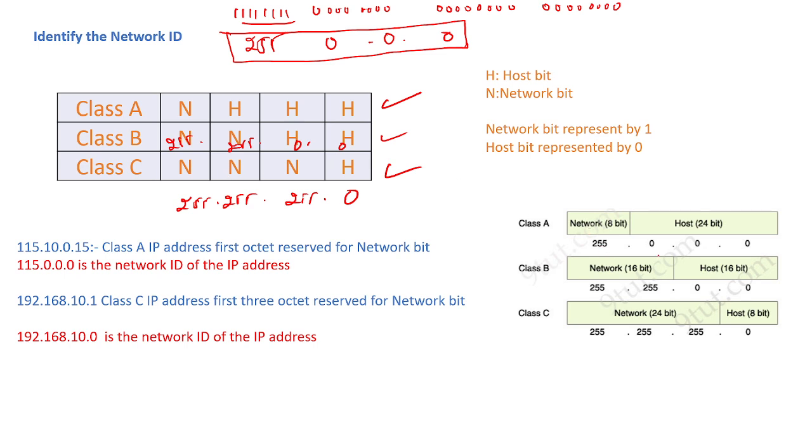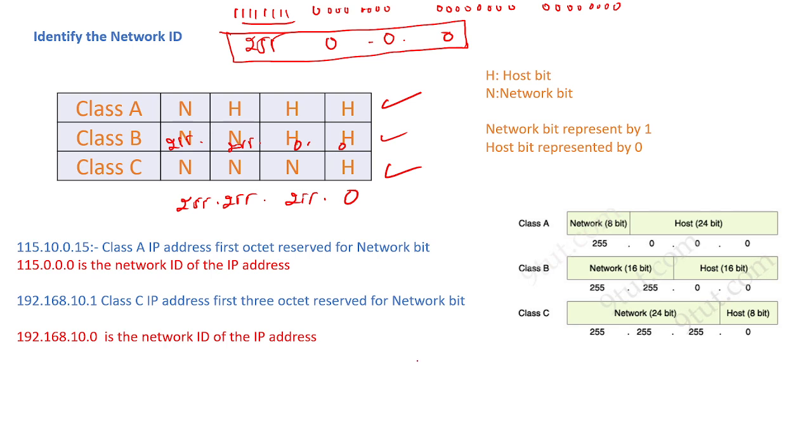Class A is 255.0.0.0, class B 255.255.0.0, because for class A 8 bits are for network, for class B 16 bits are for network, and for class C 24 bits are for network. That is the reason, since you put 1 for N, it comes as 255. Okay, understood, guys? Yes, sir.